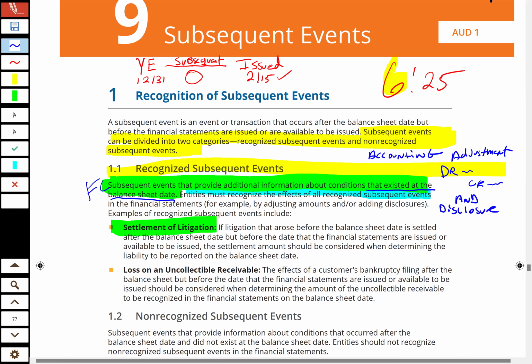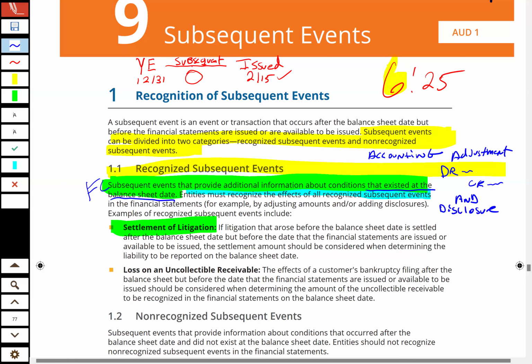I can't credit cash because I wouldn't have paid them, obviously, December 31st if I didn't know the outcome of the suit. I would debit loss and I would credit a liability due to some sort of lawsuit or payable or something like that. And I would disclose the situation that, hey, the suit was filed in November and it was settled in January and this was the outcome. But since the suit had been filed in November, I have to make an adjustment.